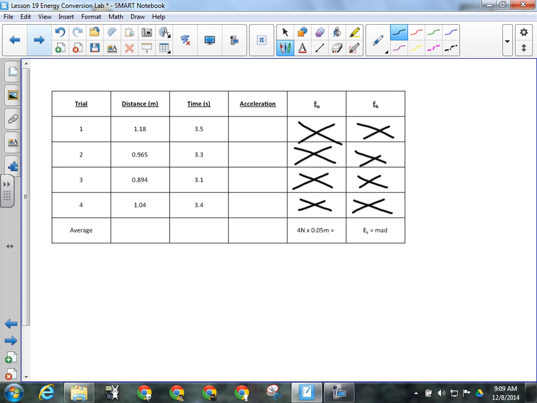Questions? The mass is 0.05 kilograms. These are 50 grams each. Any other questions?